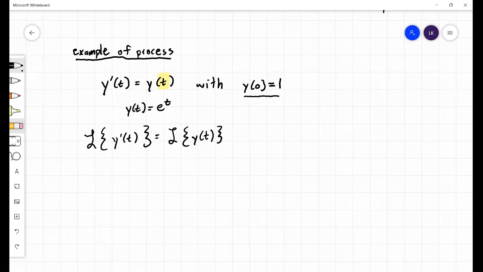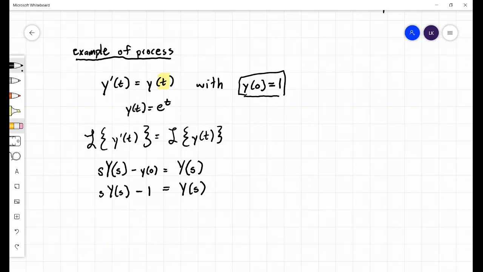So without explaining why, the Laplace transform of y prime of t is s times a new function in S, it's unknown, minus the initial condition of the original y at time 0. And that's equal to the Laplace transform of y of t, which is just Y, a new function of s. So we'll use uppercase Y for that. We have the initial condition that y at 0 is 1.